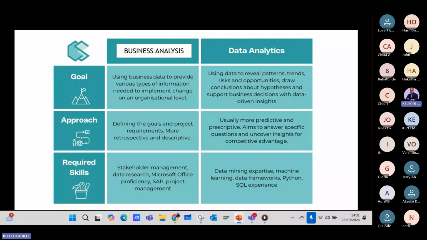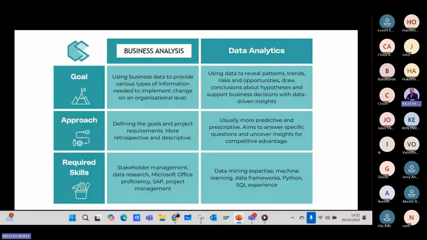Data analytics, or data analyst, is using data to reveal patterns, trends, risk, and opportunities, draw conclusions about hypotheses, and support business decisions with data-driven insights. That is one definition that explains these two roles perfectly in a very clear manner. One is about using business data to implement change within an organization or meet needs. The other is very concerned with revealing trends, patterns, risk, and opportunities.